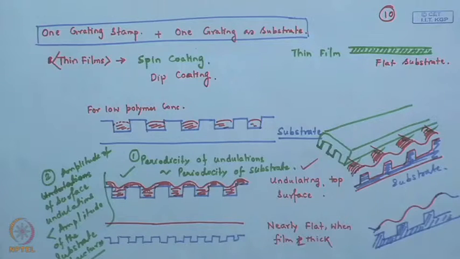The second example that we have picked up is, instead of using two gratings as stamps, we use one of the gratings as a stamp and the other one as a substrate. So, we had to address the issue of direct spin coating, or coating a film onto a topographically structured surface, and in this case it was a grating.